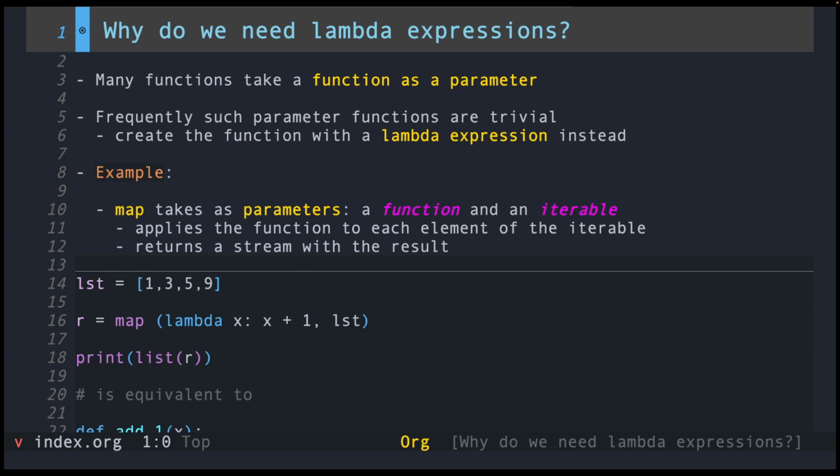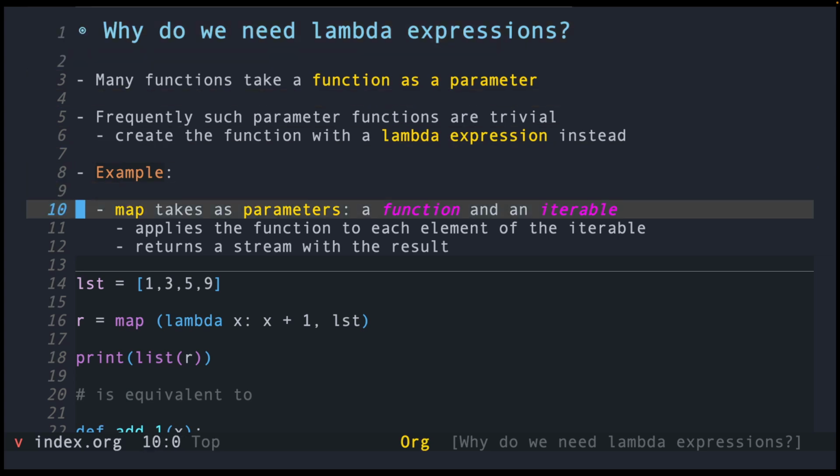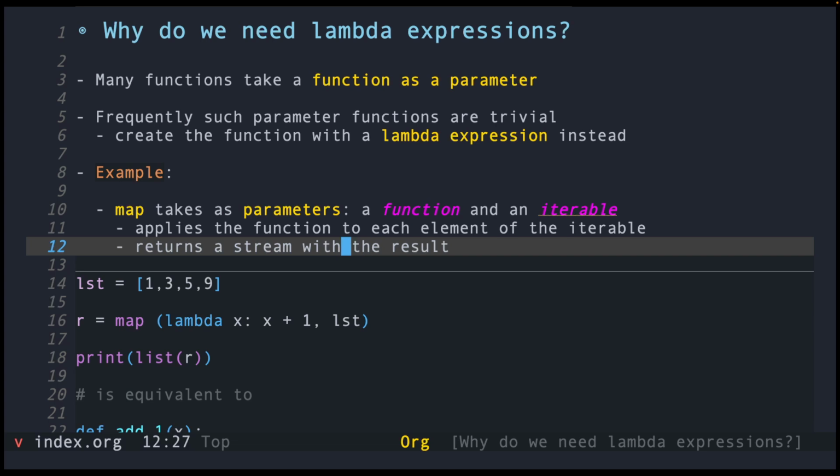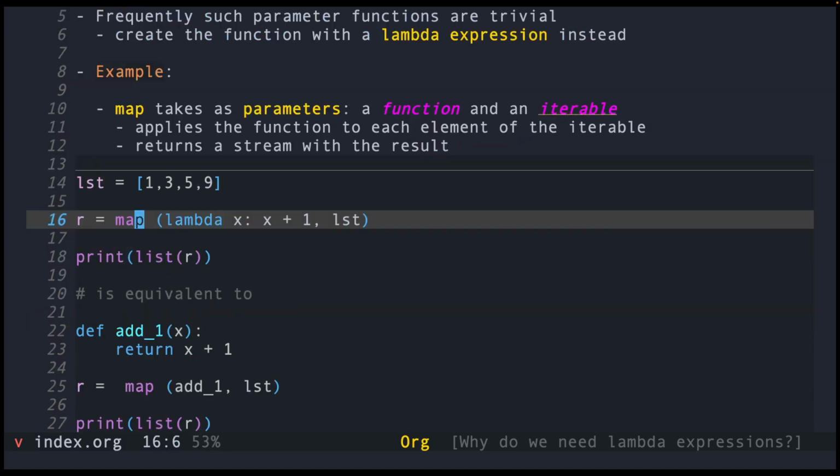So why do we need lambda expressions? Many functions take a function as a parameter. And it's very, very frequent that we need to pass as a parameter a very trivial function. So that's why in many cases we create a lambda expression. Here's an example. I haven't talked about map. I will dedicate an entire video to it. Map takes as parameters a function and an iterable, for example a string, and then applies the function to each element of the iterable and returns an iterable with the result. So let's look at an example.